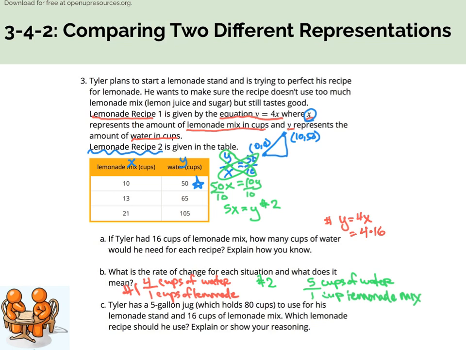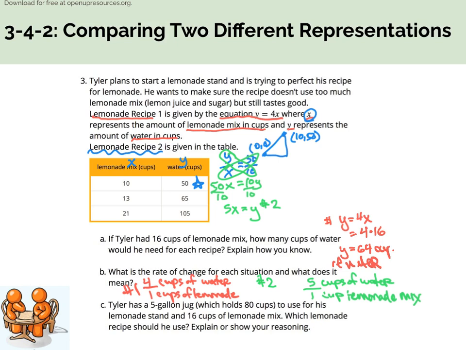We get 64. And what does that mean? That means it's 64 cups of water. Sorry, my pen is not working very well.